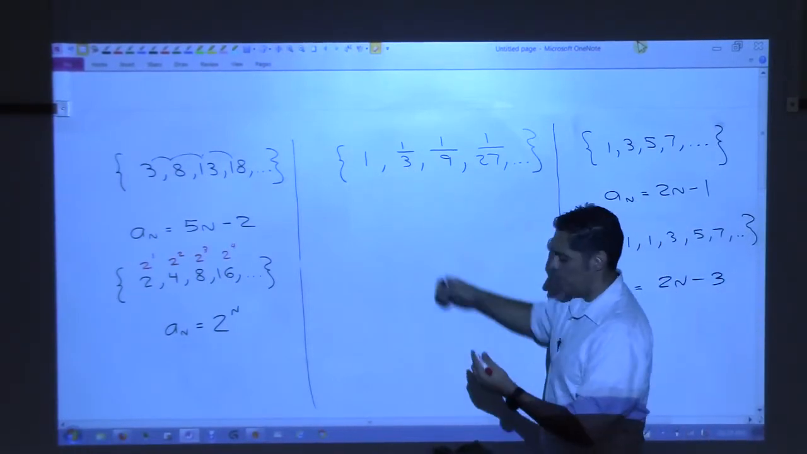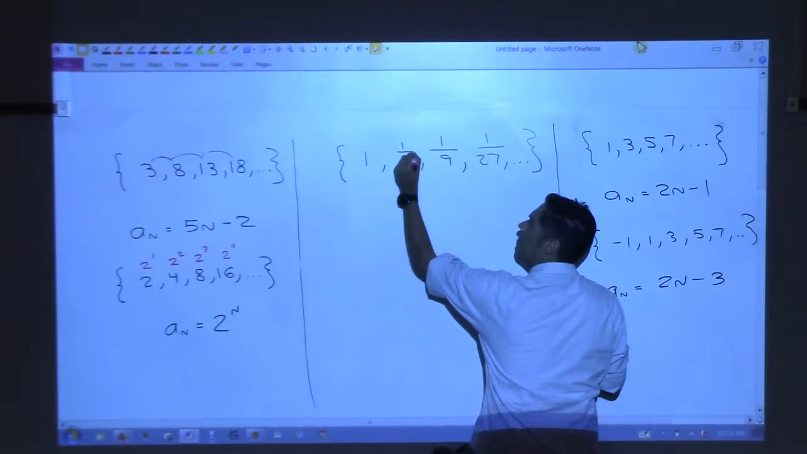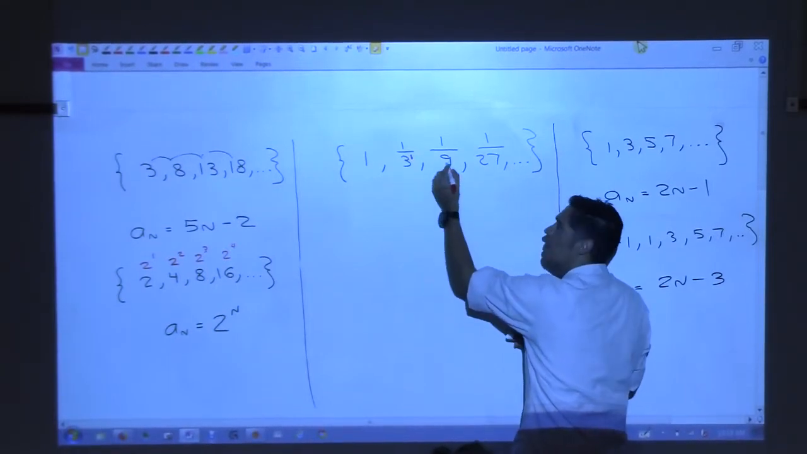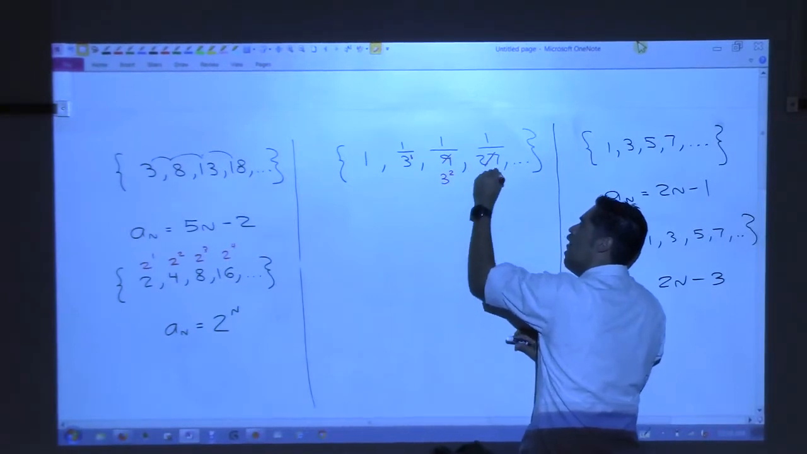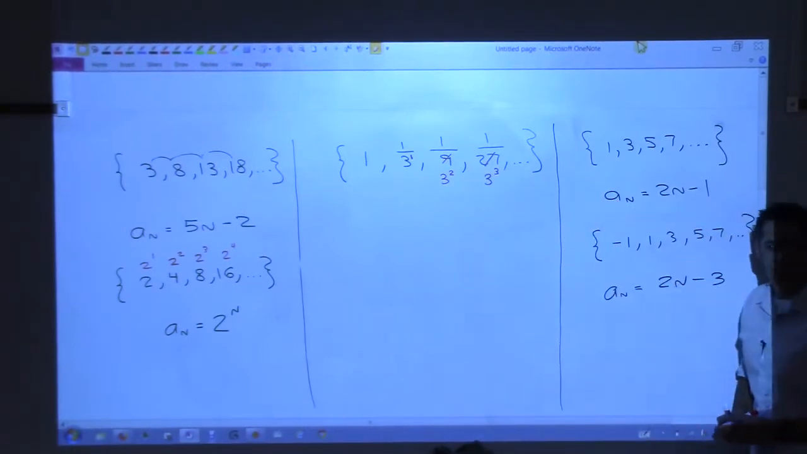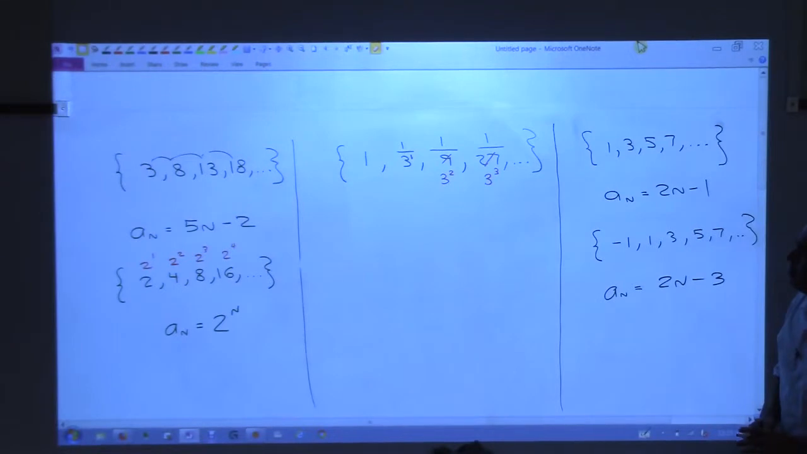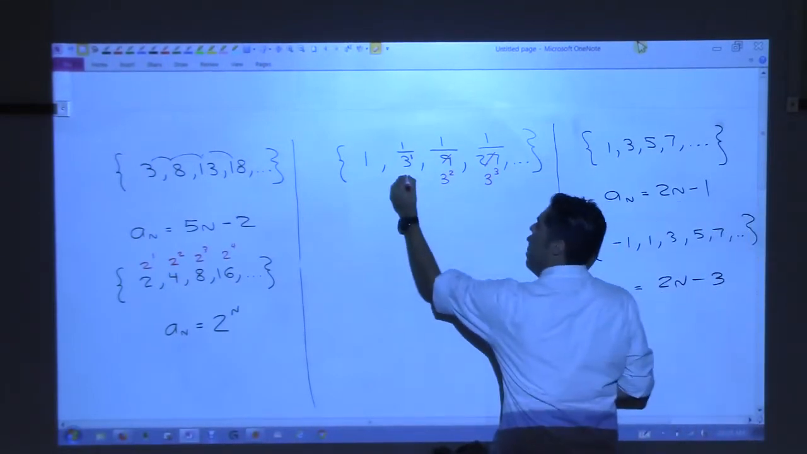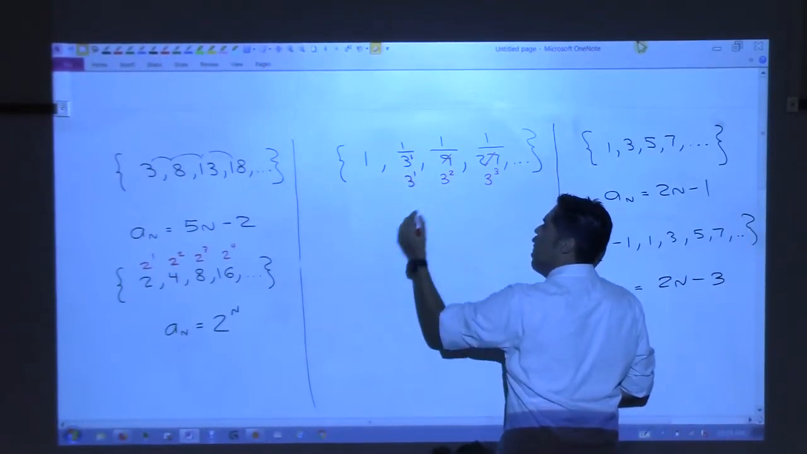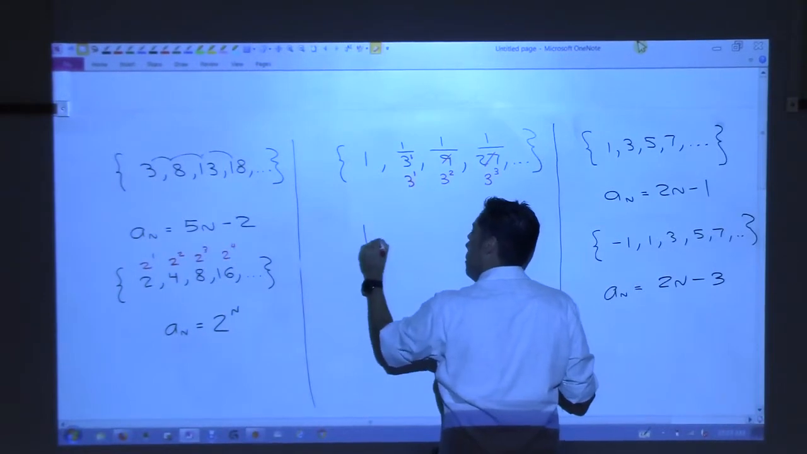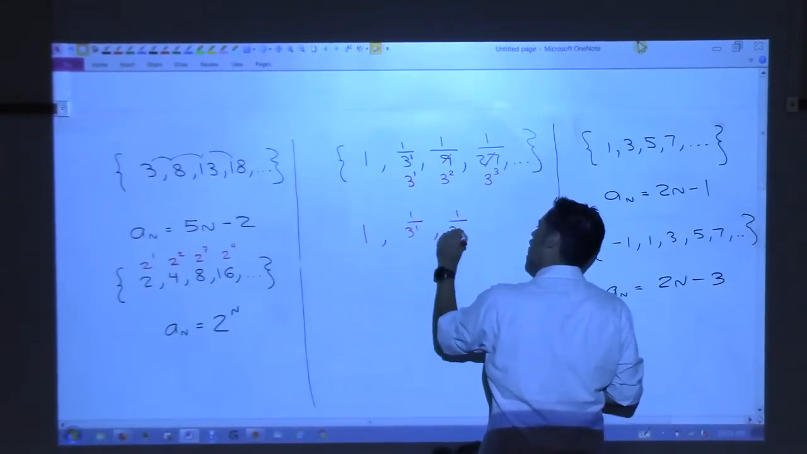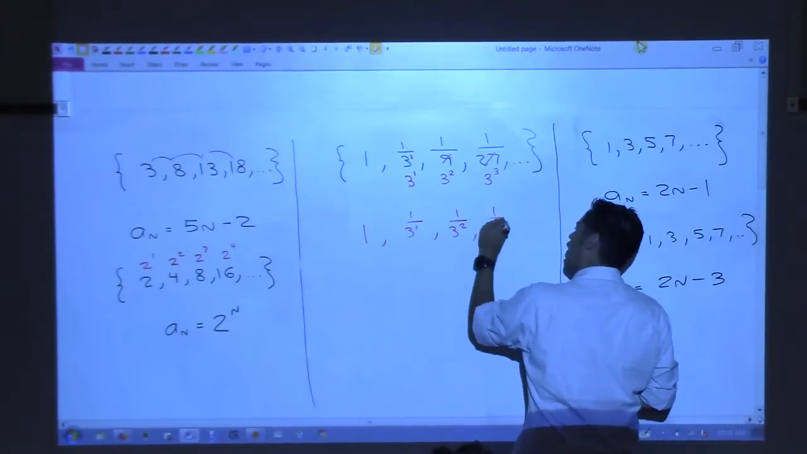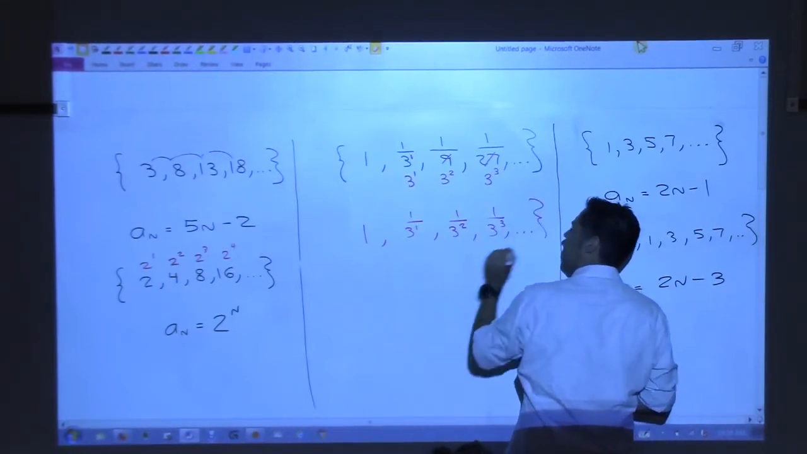This is 3 to the first power, right? This is 3 to the second power. This is 3 to the third power. Everyone agree? So let me write this one. This one is 3 to the first power. So here's what I've got: 1, comma, 1 over 3 to the first, 1 over 3 squared, 1 over 3 cubed, dot, dot, dot, right?